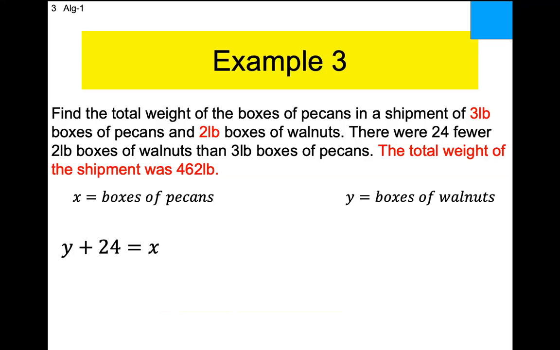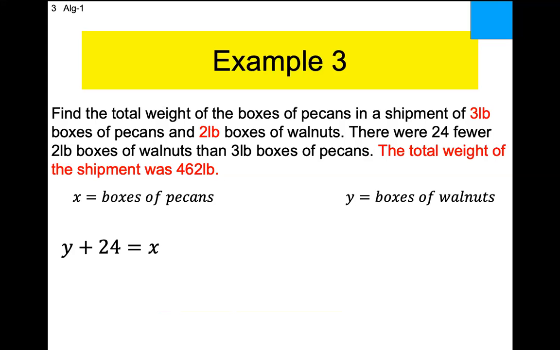You seriously don't see it? No one sees it? Wait, say it one more time. How much does a box of walnuts weigh? 2 pounds. How much does a box of pecans weigh? 3 pounds. Okay, well, how many boxes of each do you have? We don't know. That's the thing you don't know. That's why we have a variable.